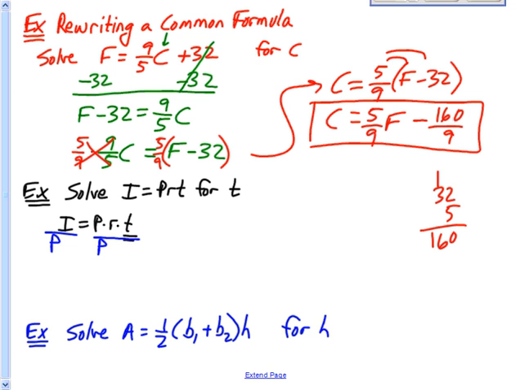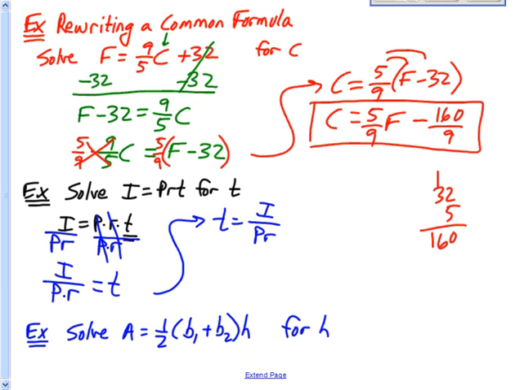But you can also divide out the R, right? Divide out the R. P over P is 1, R over R is 1. So you've got I, the interest, over the principal times your rate. That is equivalent to your time. So T equals I over PR. Okay, let's do this last one here.